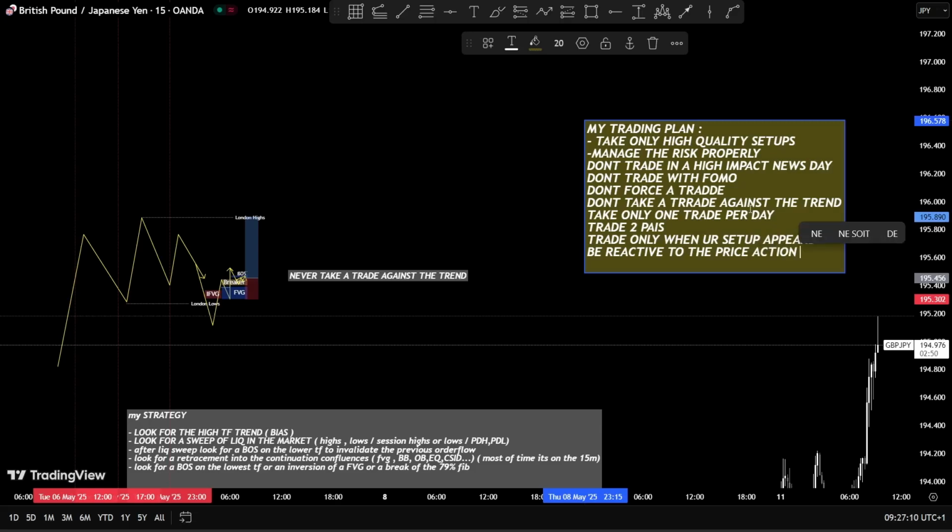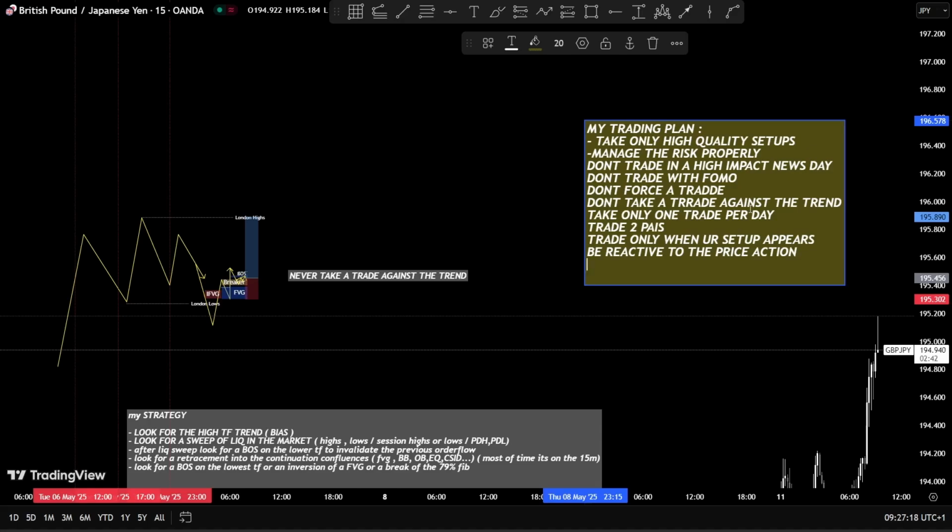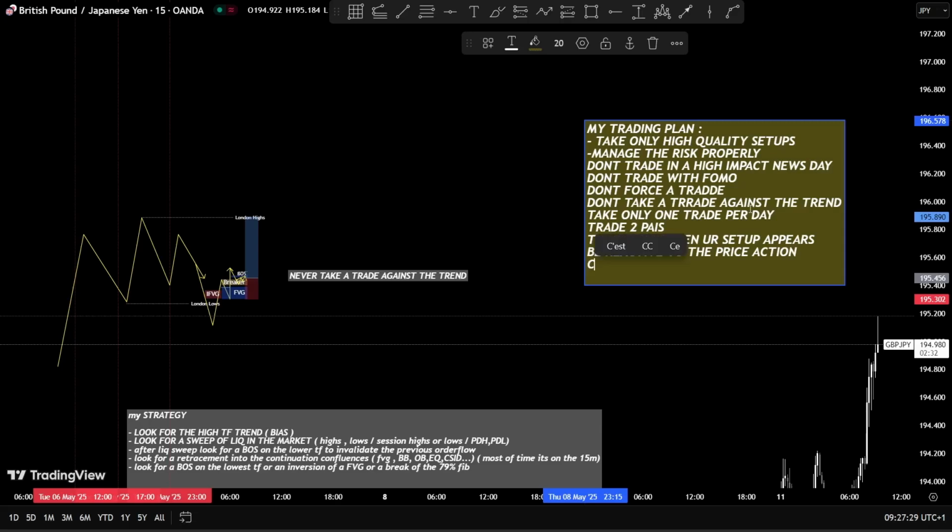The strategy is not a to-do list. It's not do this, do that, do that. No, it's never been like that. You need to be reactive and adaptive to the price action, because price action is going to move and you need to adapt to it and figure out by yourself how price is going to react, based on your strategy.